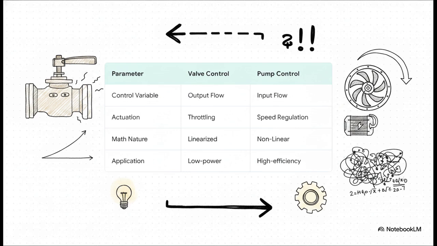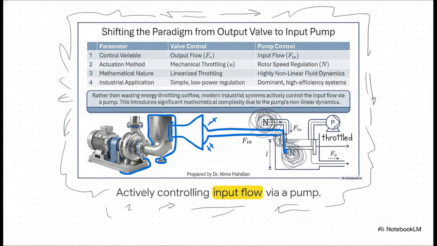But notice the trade-off here. By doing this, we inherit a massive, highly nonlinear mathematical headache. Rather than choking the output flow to control the tank level and wasting all that energy, we are now actively spinning the pump rotor to directly inject input flow, Fin, into the top of the tank. By regulating the speed of the rotor, N, we save tremendous amounts of energy. But, and it's a big but, injecting flow dynamically like this introduces those highly nonlinear fluid dynamics directly into our control loop. We can't just open a valve a little bit more anymore. We actually have to command a spinning rotor that is actively fighting against fluid pressures.